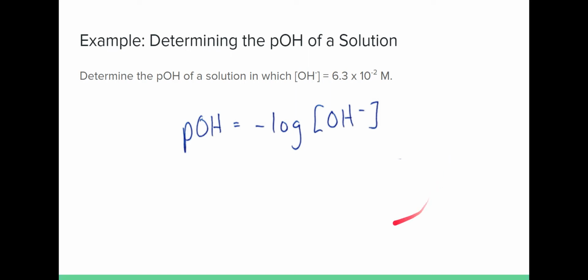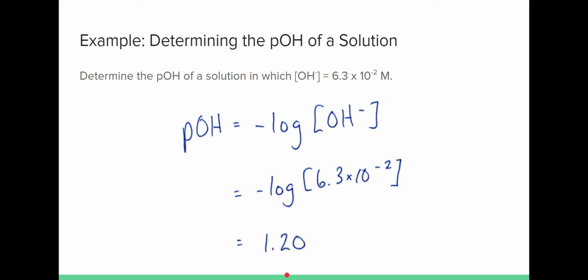When we want to determine the pOH of a solution, such as this solution, which has an OH minus concentration of 6.3 times 10 to the negative 2nd molar, pOH says that it's equal to the negative log base 10 of the concentration of hydroxide. I simply substitute my number in for the concentration of hydroxide and allow my calculator to do the work for me. So the pOH of this solution is 1.20, which is fairly low.